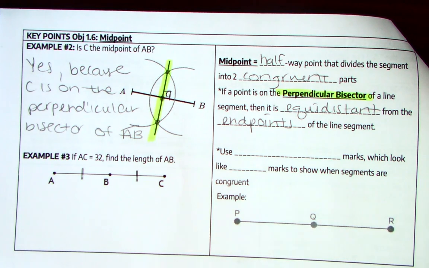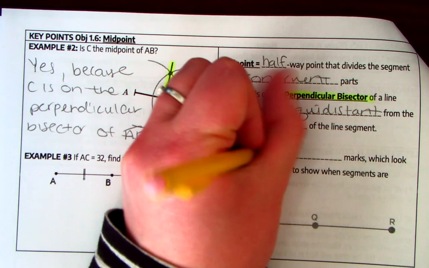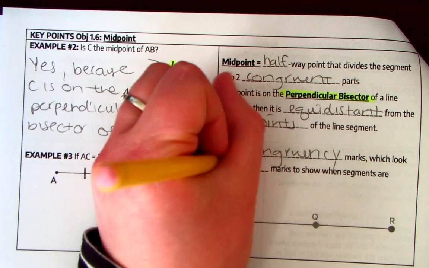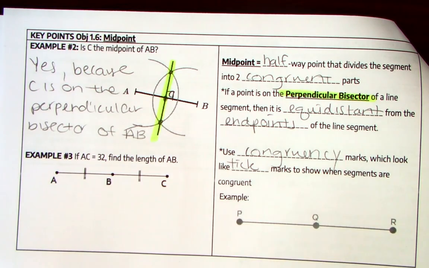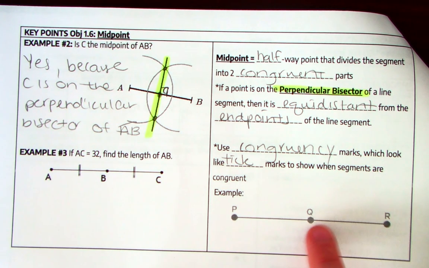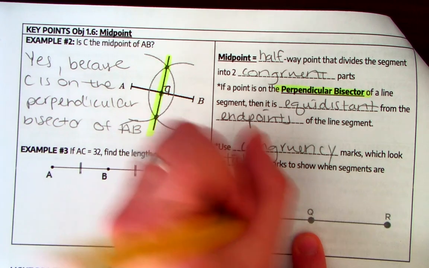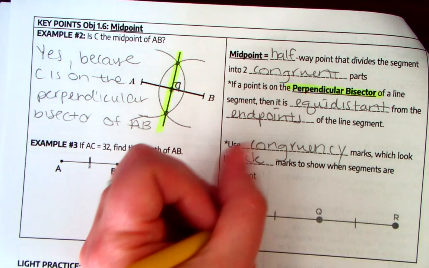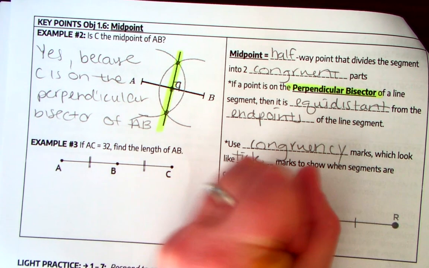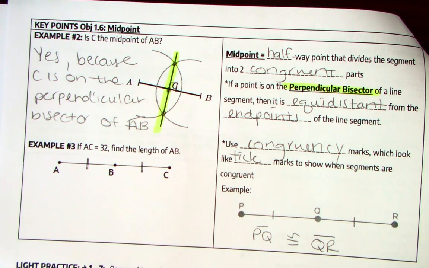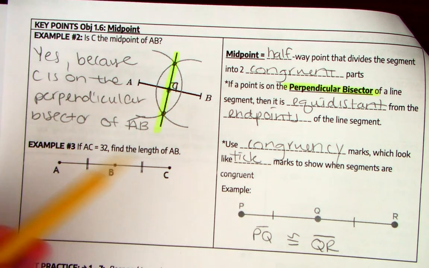Now when we have midpoints, we want to use congruency marks, which look like tick marks, to show when segments are congruent. So for example, if I have this and I know, because I'm told or because I actually did a perpendicular bisector, that Q is the midpoint, then I can put these tick marks to show that PQ is the same length as QR. So PQ is congruent to QR if I see these little tick marks on the same two segments. All right, and then this is going to allow us to find segment length.